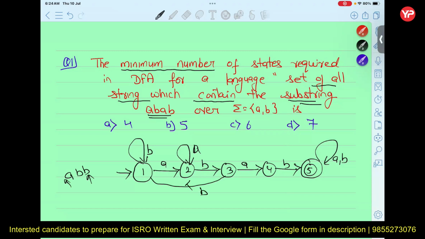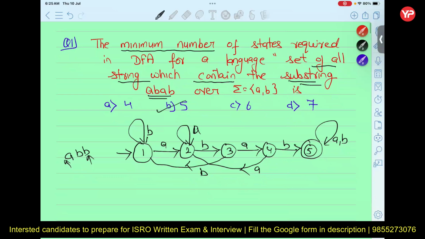Next, at state number 4, if A came, again we have to start the string. That is A, B, A, B. Yeah, that's the DFA, and it required 5 states. So B is the right answer.